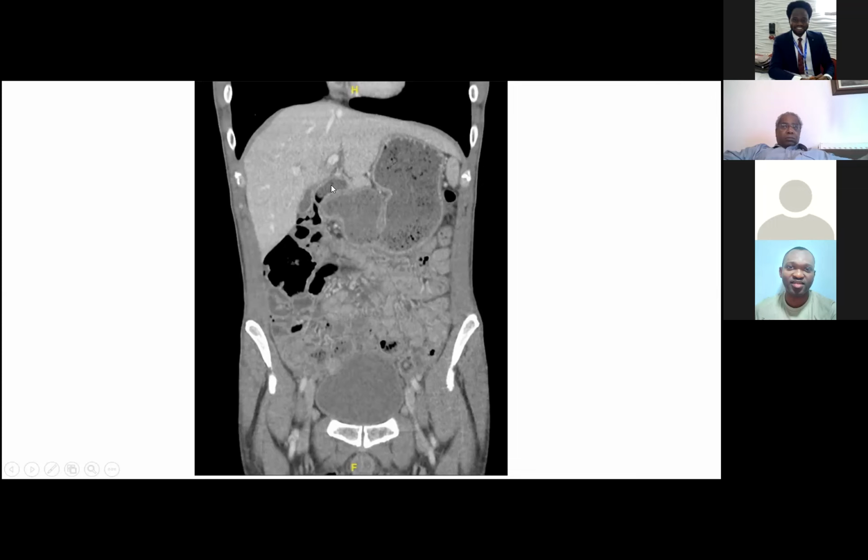So on the basis of that, we concluded that there was no evidence of any gastric outlet obstruction, and ultimately the diagnosis in her was actually gastroparesis with no other complications. Okay.